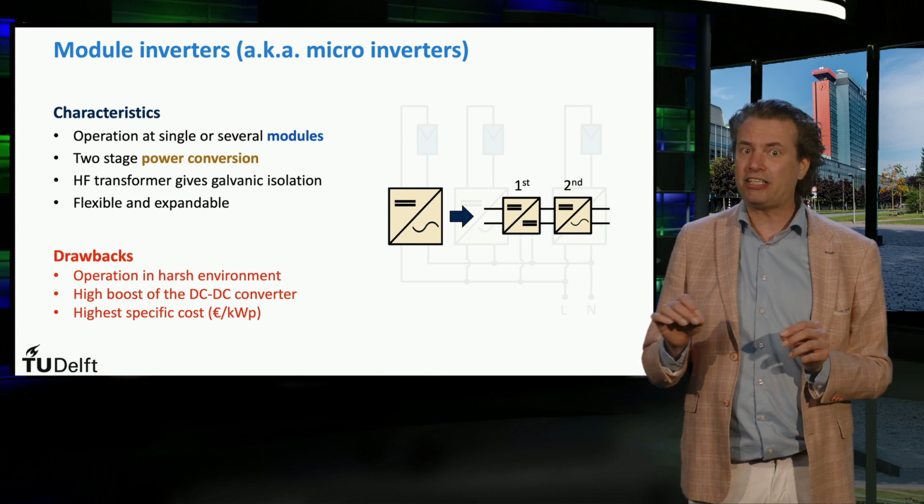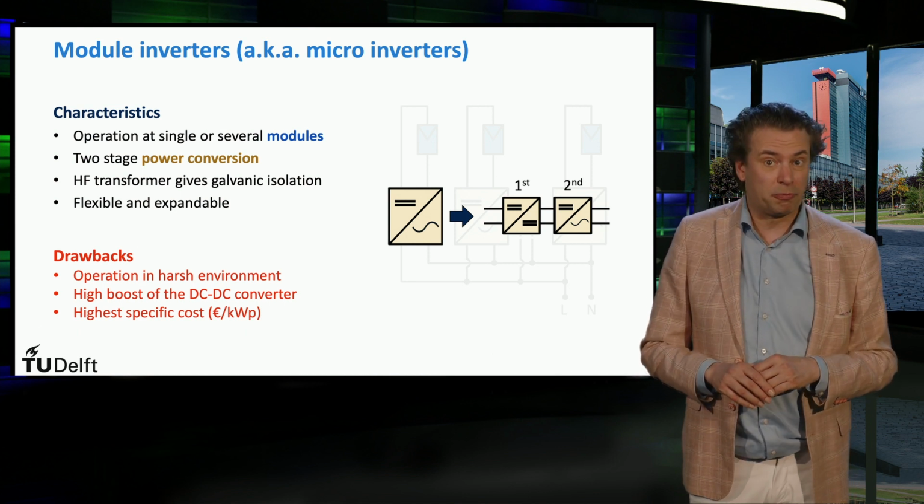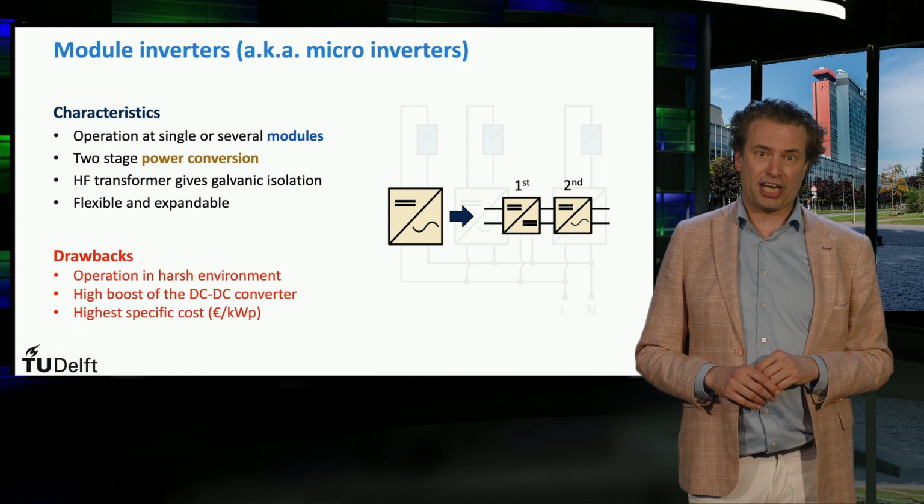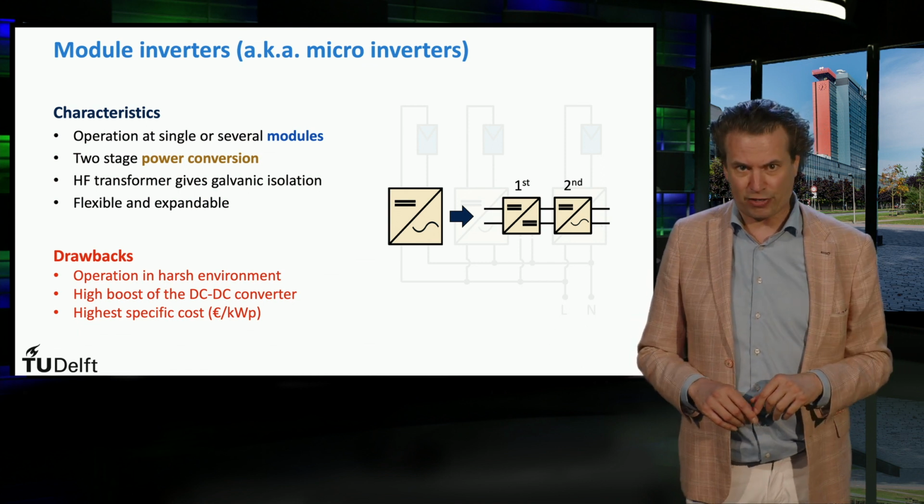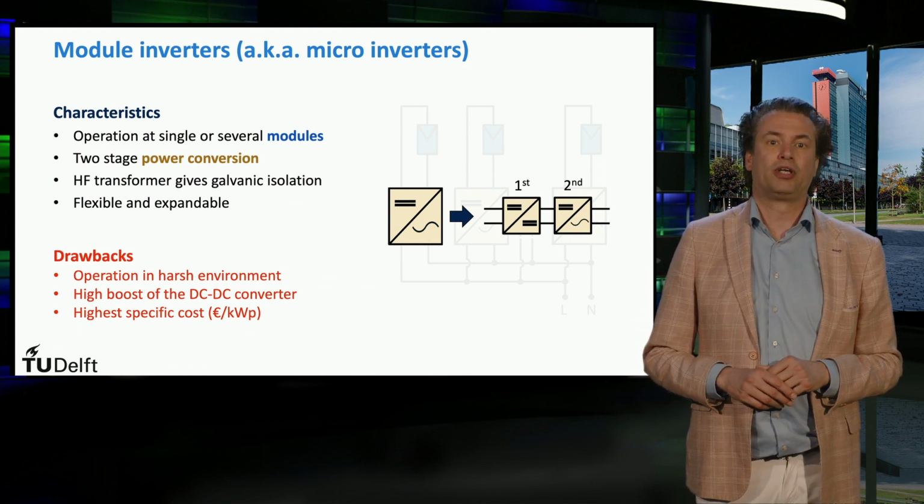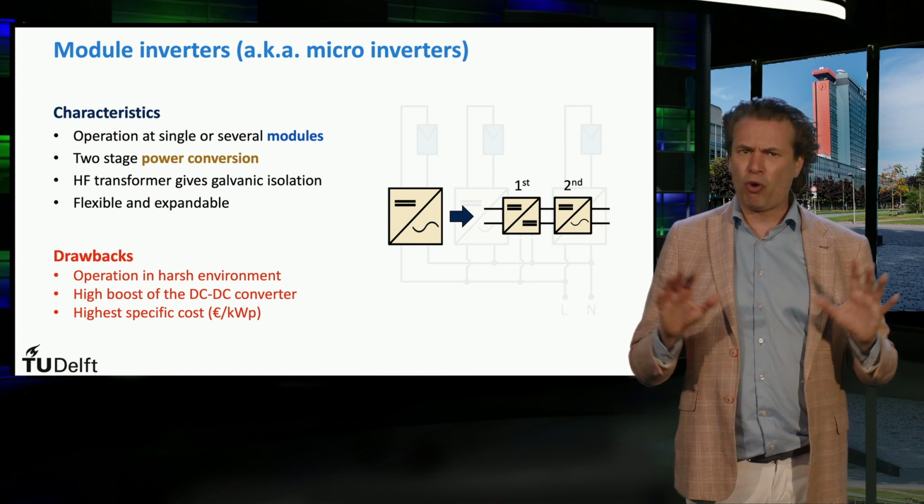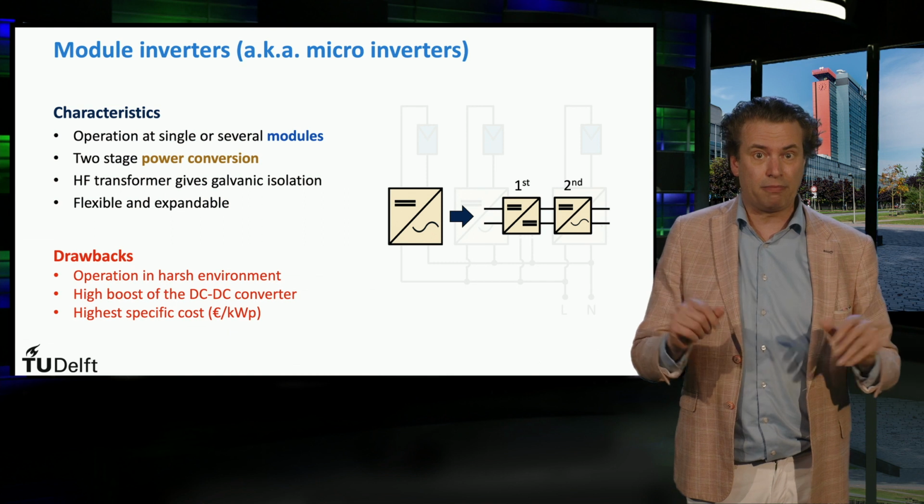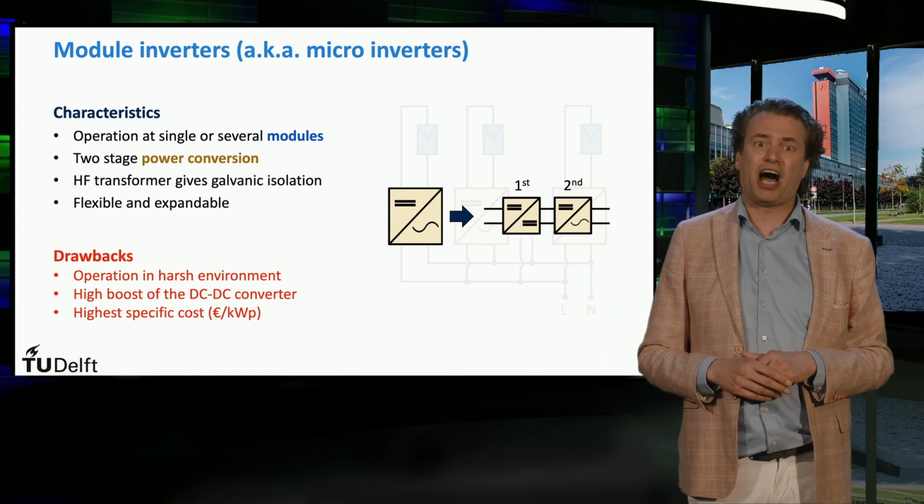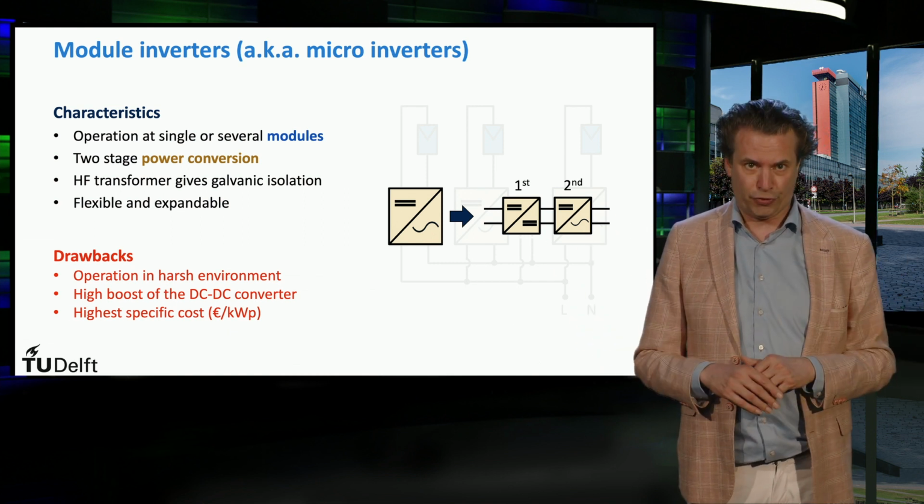Another disadvantage is that the PV module voltage is much lower than the output AC voltage. Therefore, the DC-DC conversion has to considerably boost the voltage, and this has a detrimental effect on their inverter efficiency. Also, if you have a very large number of modules, then it's no longer economically interesting because the specific costs are the highest of all the inverter topologies.